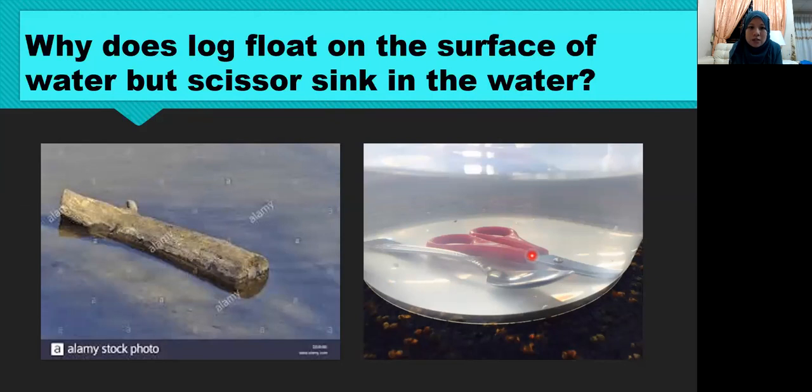As you know, this log is very heavy. It's big and heavy. So why does this log float? Compared to the scissor and spoon, this one is light compared to the log. But these objects sink. Why?